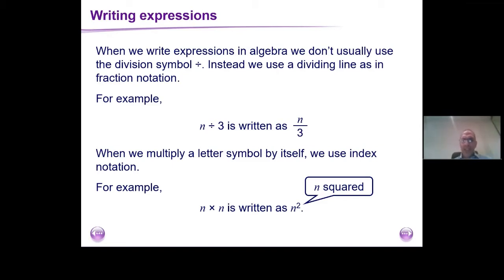And when we multiply a letter symbol by itself, we use something called index notation or indices. So in this example here, n multiplied by n is n squared. The same as 2 multiplied by 2 is 4 or 2 squared. In that case, you have the numbers and you know what they equal. In this case, we have variables n and n. We don't know what they are, so we can't use it as a number, but we can use it as a letter. So n times n is equal to n to the power of 2 or n squared.